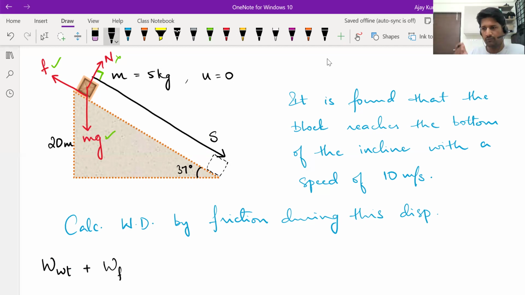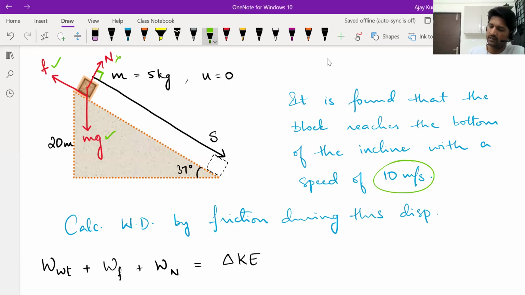Okay, the sum of work done by all forces is the total work, plus work done by normal force, is equal to the change in kinetic energy. In this problem, you are given the final speed, initial speed, and mass, so you know the change in kinetic energy. You know work done by normal is 0. You need work done by friction.